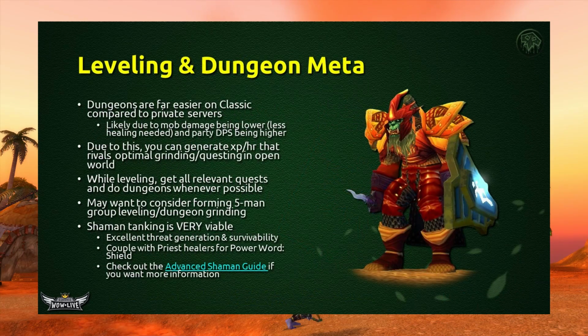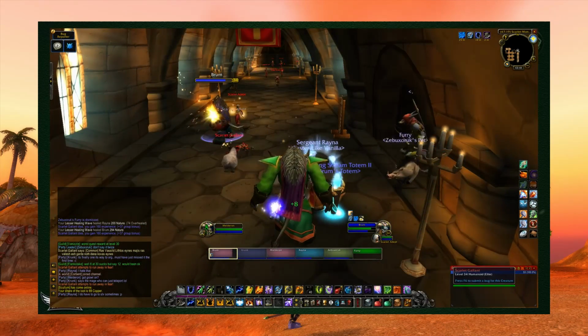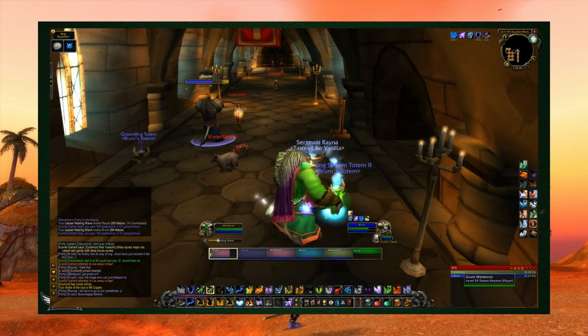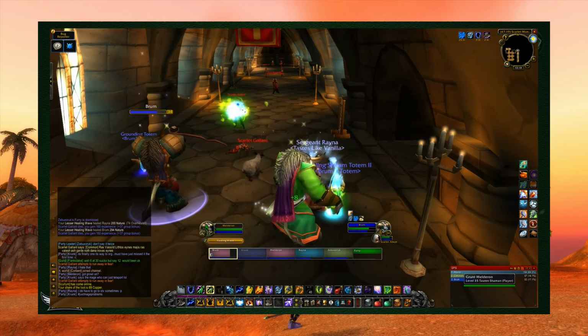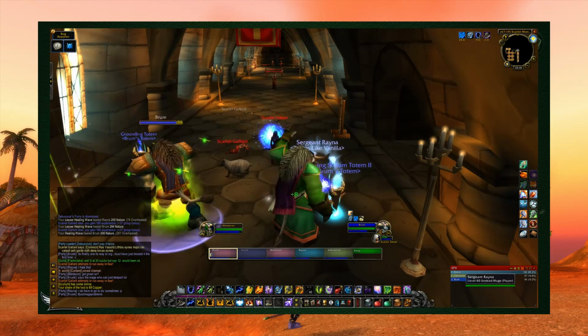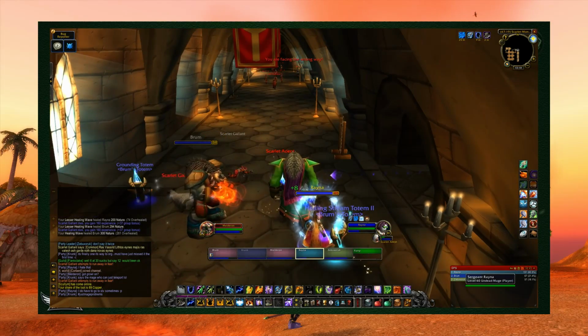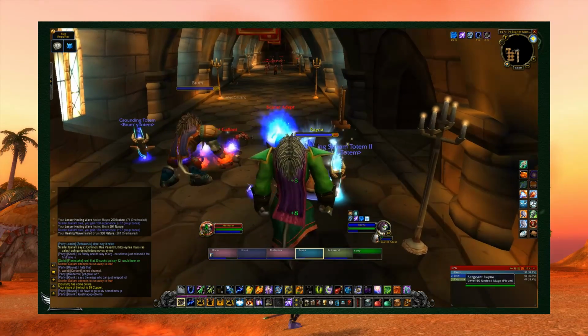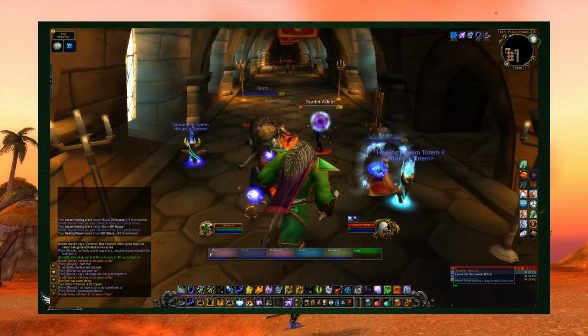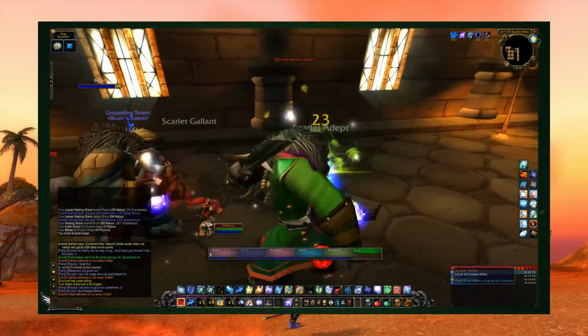Time to talk about a subject that I really like to talk about, leveling and dungeons. What I can say with confidence is that dungeons are far easier on Classic compared to private servers. This is likely due to mob damage being lower, so you need to heal less and drink less, and I also believe that party DPS is higher. Now, due to this, and this has been talked about a lot, you can generate a lot of XP per hour that even rivals optimal grinding and questing in the open world.